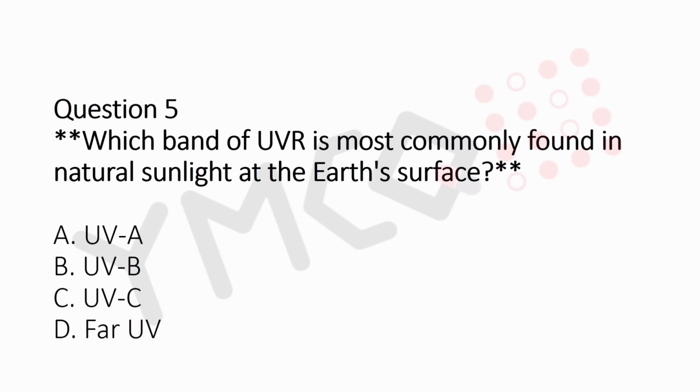Which band of UVR is most commonly found in natural sunlight at Earth's surface? Option A, UVA. Option B, UVB. Option C, UVC. Option D, far UV. And the answer is option A, UVA. Now let's move to question number 6.